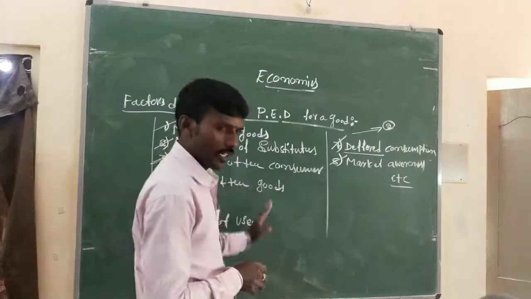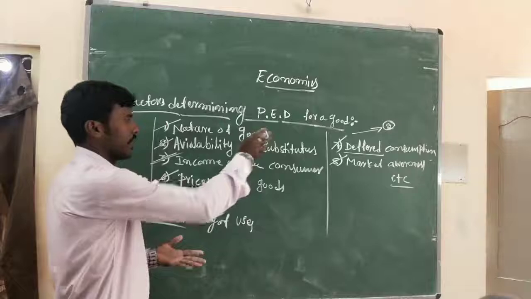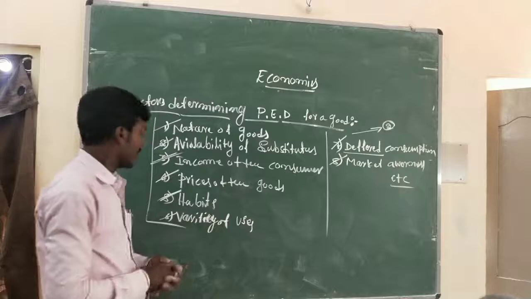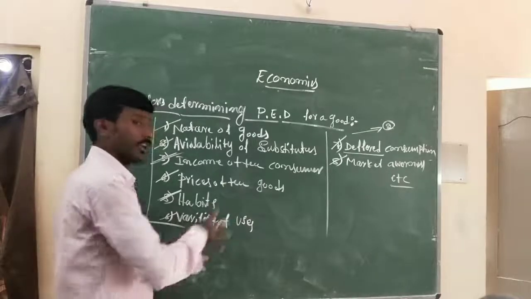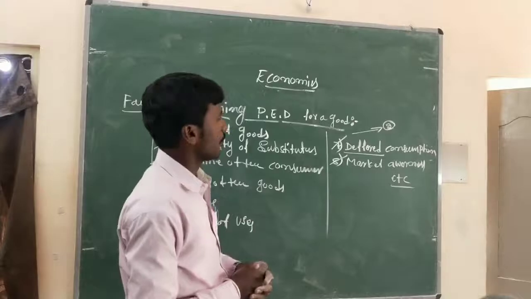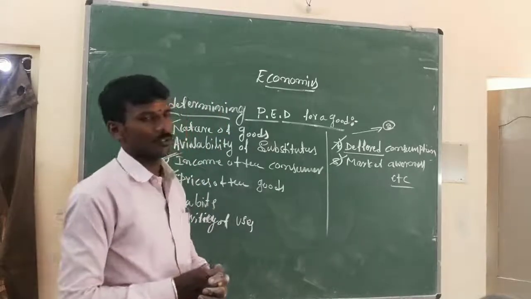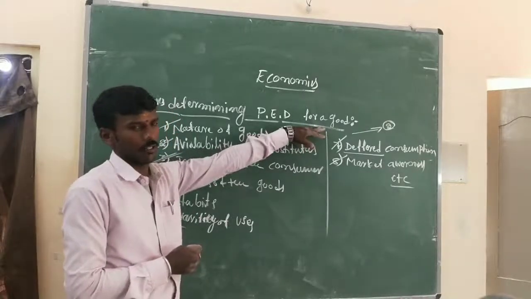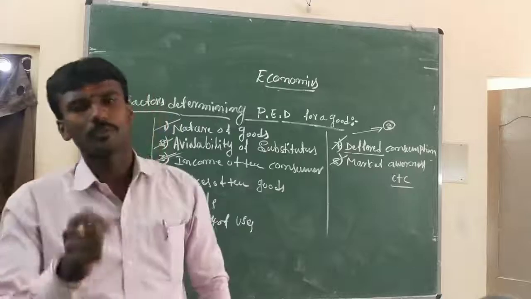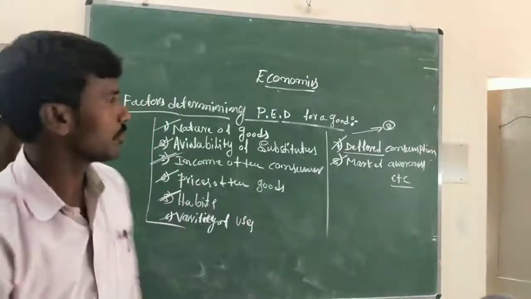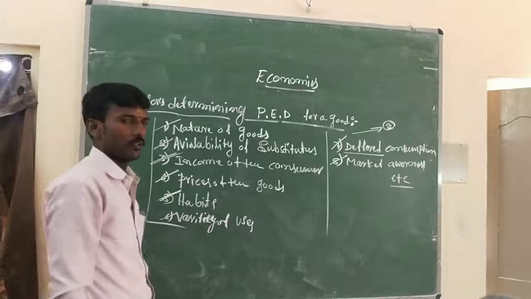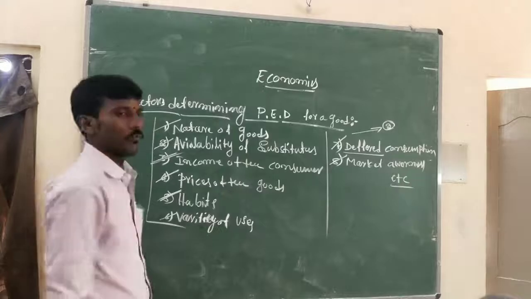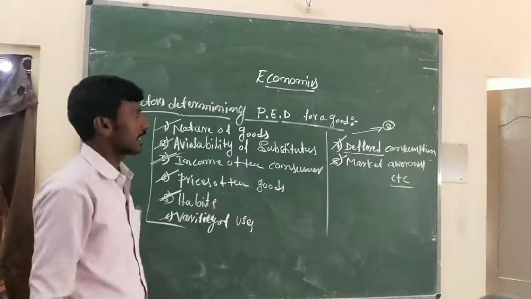So nature of the goods, availability of the substitutes, income of the consumer, prices of the goods, habits, availability of a variety of uses, the different consumption and market awareness. The 8 points will be there. Among that you have to write any 3 or more than 3, and you will finally get those 2 marks. See, totally this is the concept of factors determining the PED or the price elasticity of demand.